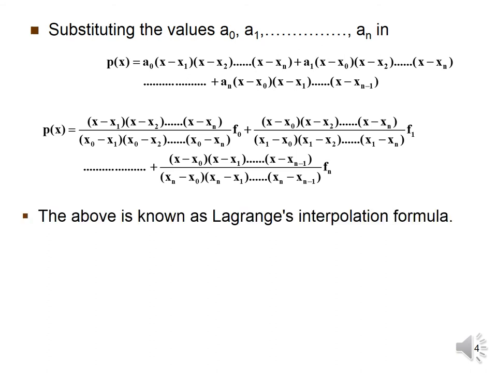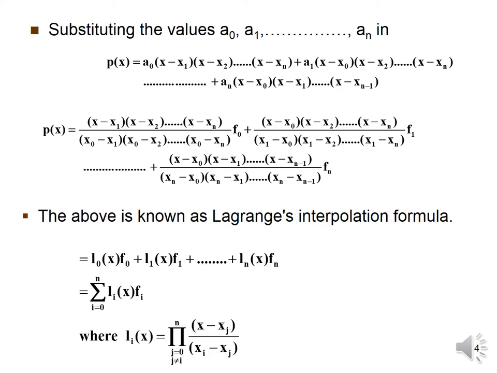Now we can write it in a short form, where we can take the coefficient of f0 as L0(x) and the coefficient of f1 as L1(x), the coefficient of fn as Ln(x). So we have written it in short form, and further in summation form, i is equal to 0 to n Li(x) fi, where Li(x) is this product. And Li(xj) is equal to 1 for i is equal to j and 0 for i is not equal to j.